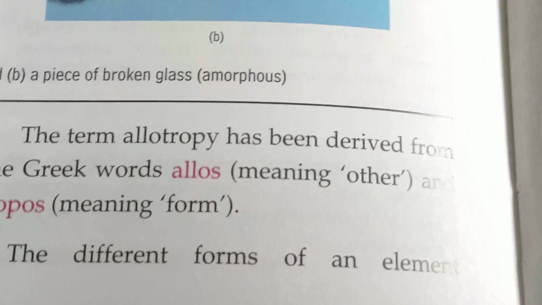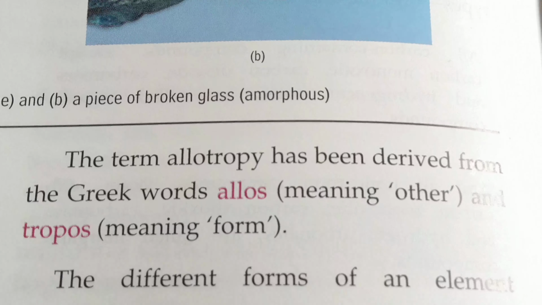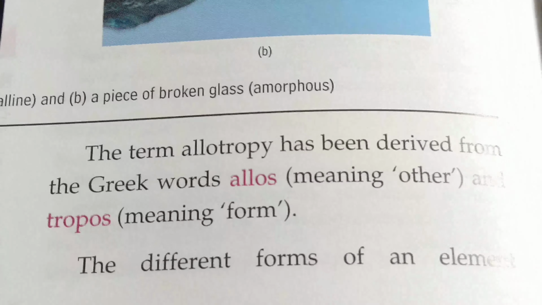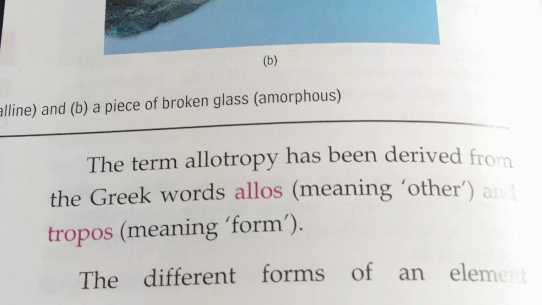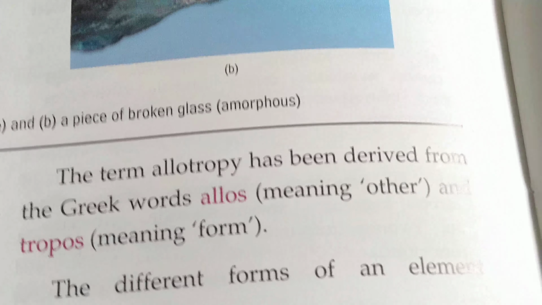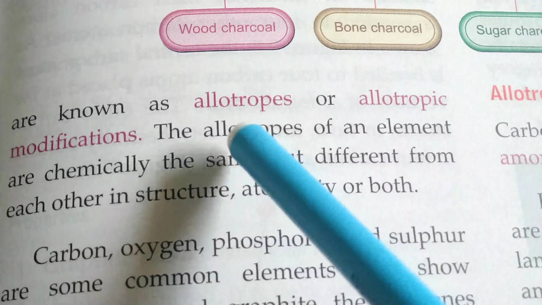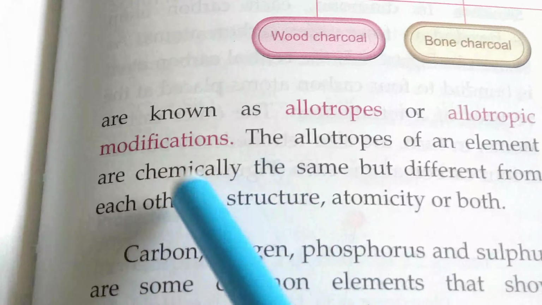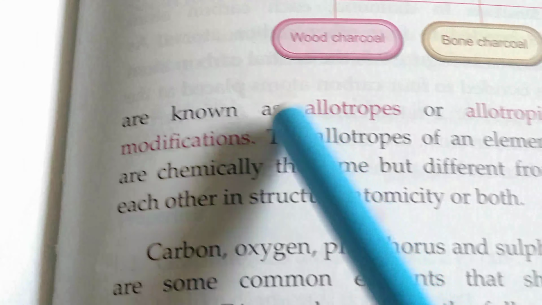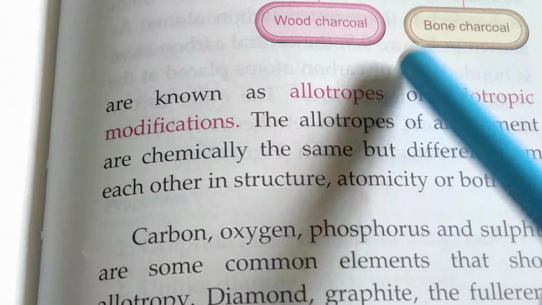The term allotropy has been derived from the Greek words allos and tropes. Allos means other and tropes means form. So different forms of any particular element, that is allotropy. The different forms of an element are known as allotropes or allotropic modification.